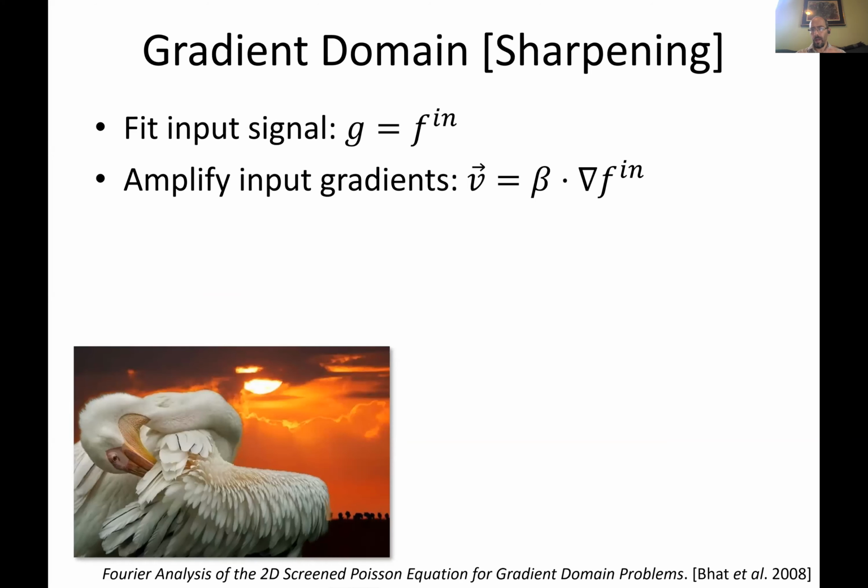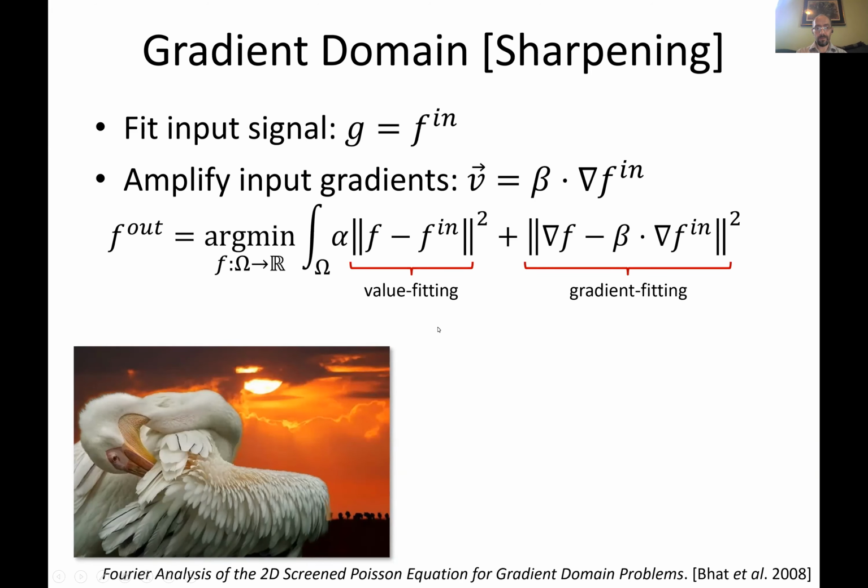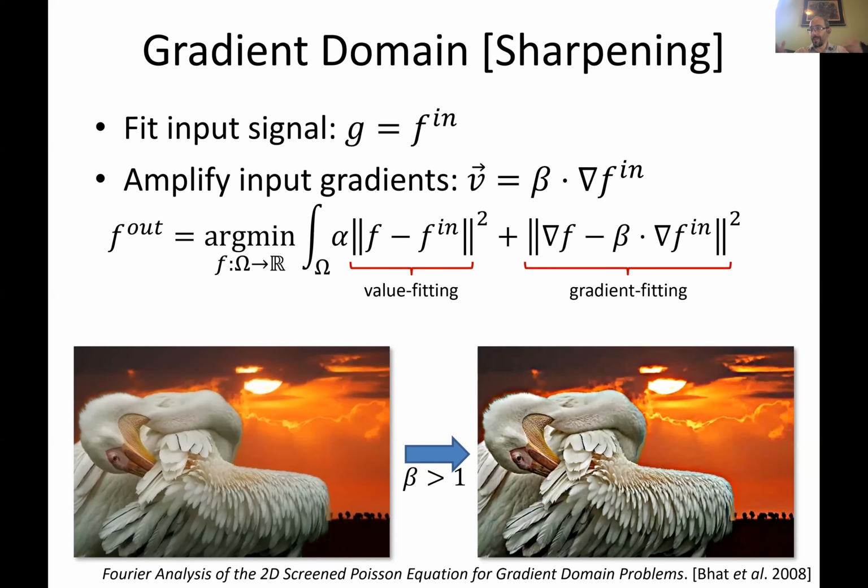Here's another example. This is a little bit more general. Let's say we have an image. And what we want to do is find a new image F that matches this guy, but whose gradients are some scaled version of the gradients of this guy. So for example, if I want the gradients amplified, if I want beta bigger than 1, I'm going to solve this screened Poisson equation. I want F to match the input image and the gradients of F to match the scaled gradients of this input. And when beta is bigger, I want the gradients to be bigger.